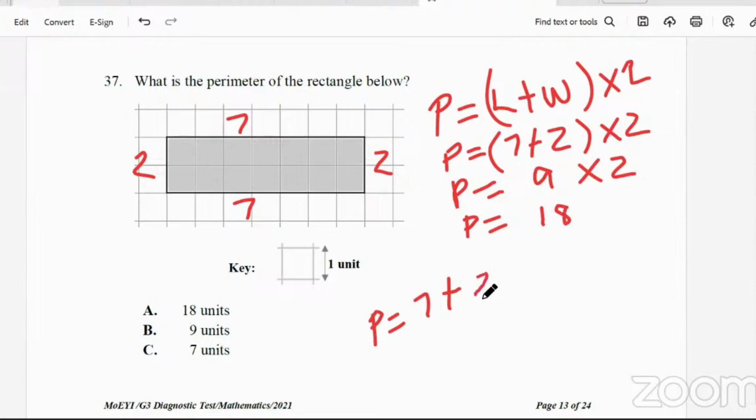So 7 plus 2 plus 7 plus 2. The perimeter is equal to 7 plus 2, that's 9. 9 plus 7, that's 16, plus 2 more, that's 18. So the perimeter is equal to 18. So you can do the addition, or you could have done it using the formula.